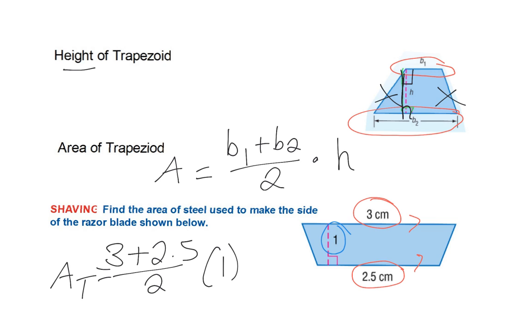So the area of a trapezoid is equal to your two bases added up, divided by 2, and then multiplied by the height. For this trapezoid, it'll give us an area of 2.75 centimeters square. Area units are always square.